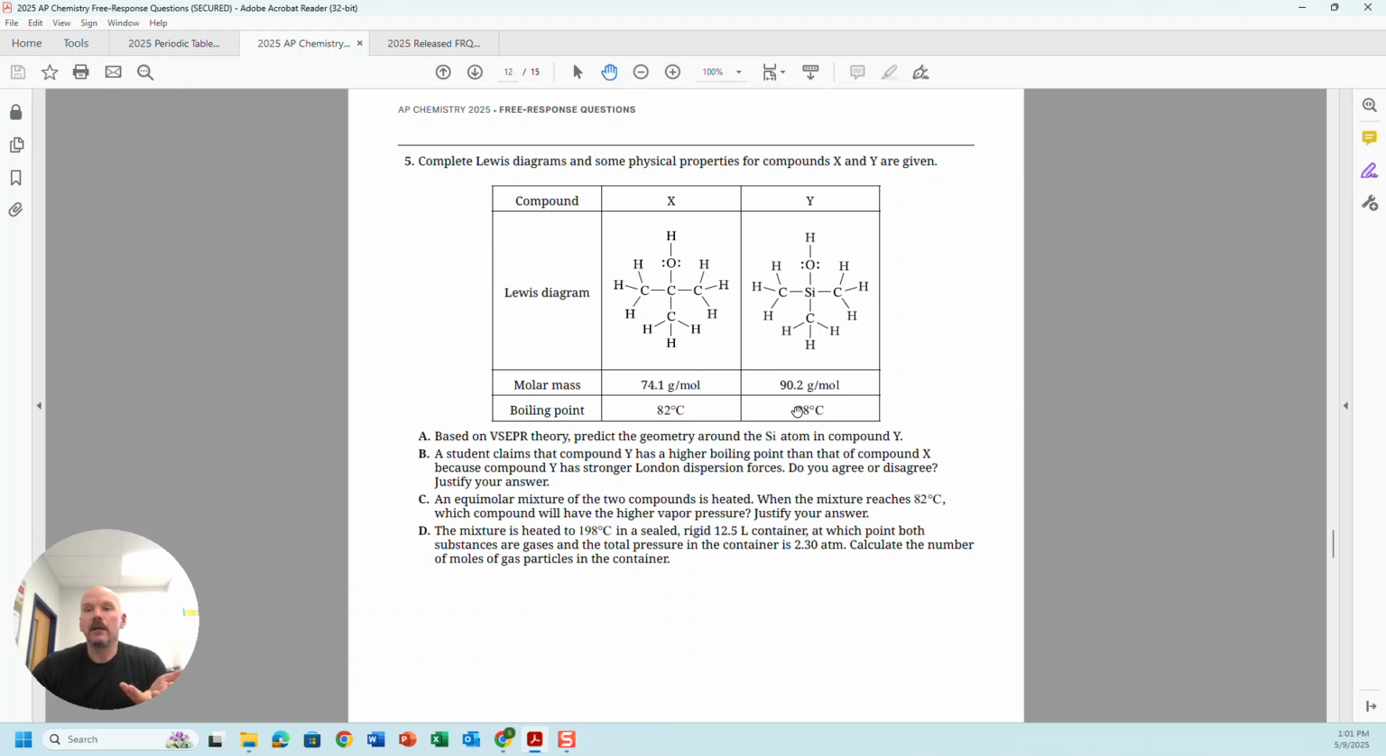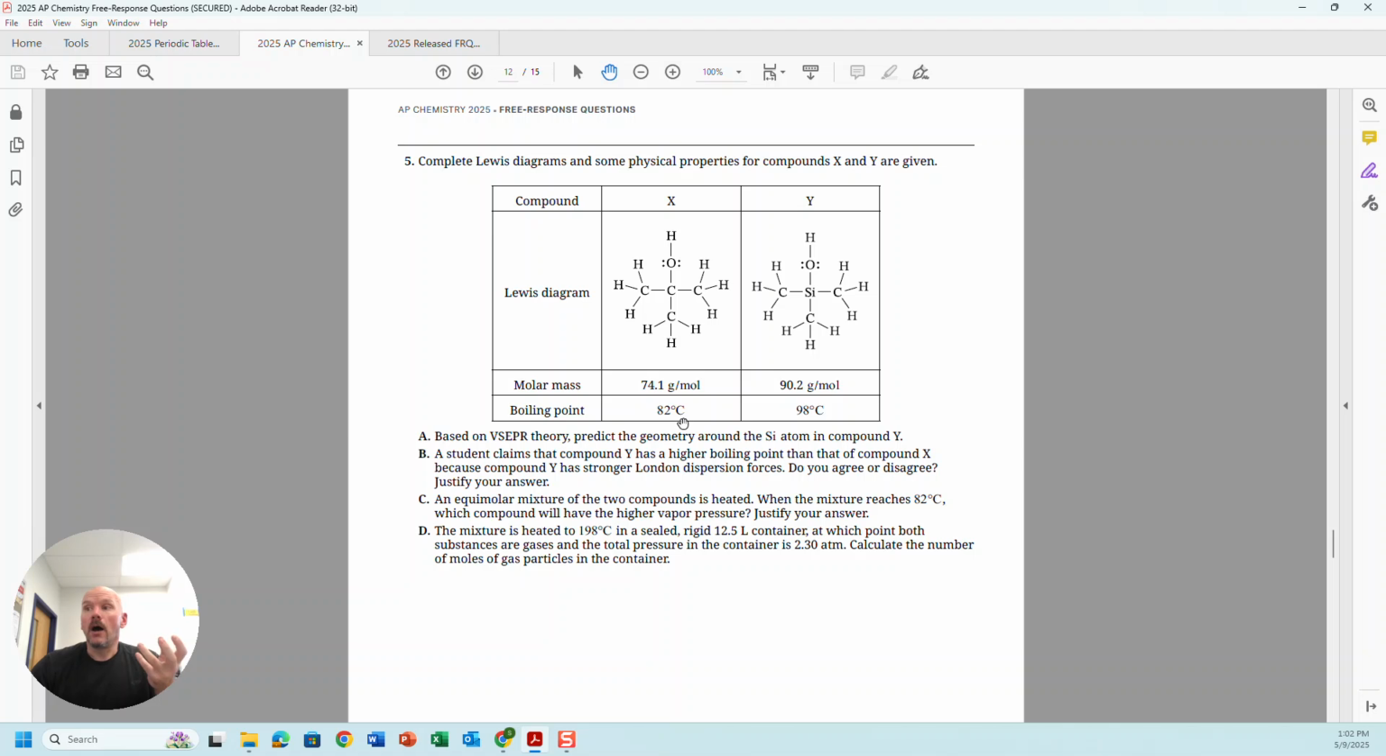So Part C is really just asking you which of these compounds has weaker IMFs. Well, we already did it, right? We already came to that conclusion in our minds already. So compound X would be the compound that has the higher vapor pressure, and the reason is because it has weaker IMFs. It has weaker London dispersion forces. So you could say it that way.